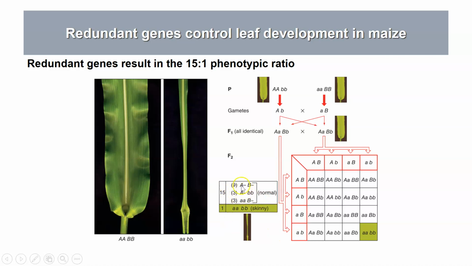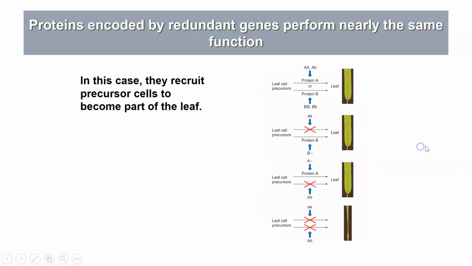15/16 have at least one dominant allele at one gene or both, and they are going to produce the wide leaf phenotype. 1/16 only will be homozygous recessive, having only null alleles at both the A and B gene, and this produces the skinny phenotype. These genes are redundant in function. They both provide the same function, so you only lack that function being homozygous recessive for null alleles.